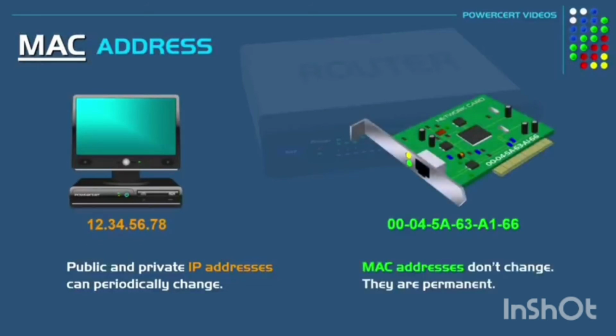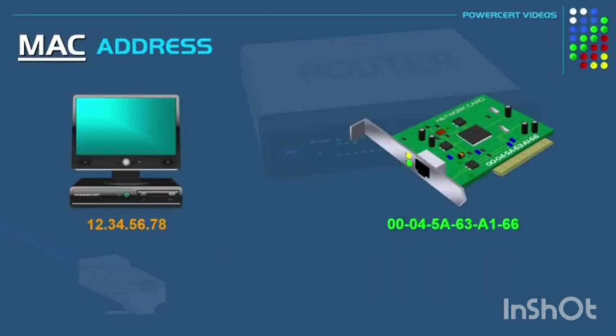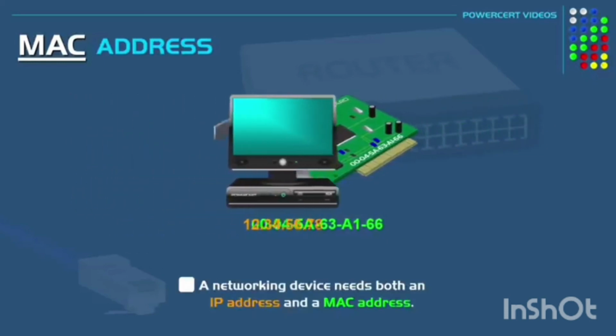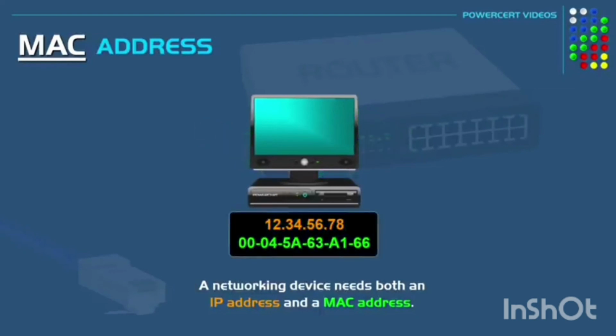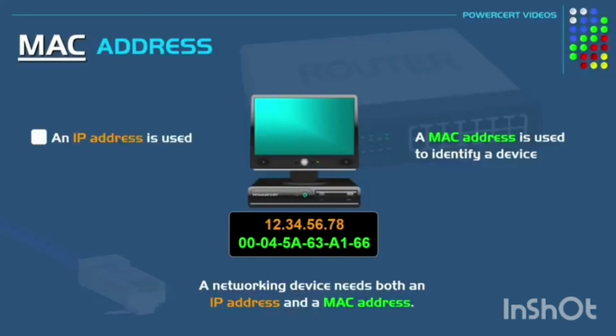They are permanent. But in the way TCP/IP works, which is a language that is used on networks and the internet, a networking device needs both an IP address and a MAC address. The IP and MAC address work together so devices can talk with each other. As I said before, a MAC address is used to identify a device, but an IP address is used to locate a device.